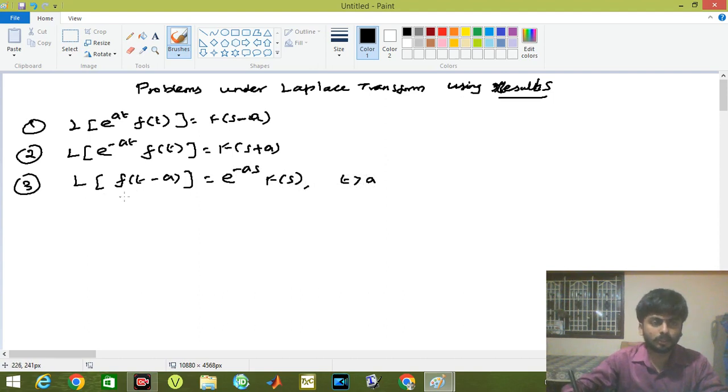I want to tell you about this result in a deep manner. This result is very important. I shall explain later how this result arises. Actually it is a property, and this property is called the second shifting theorem.